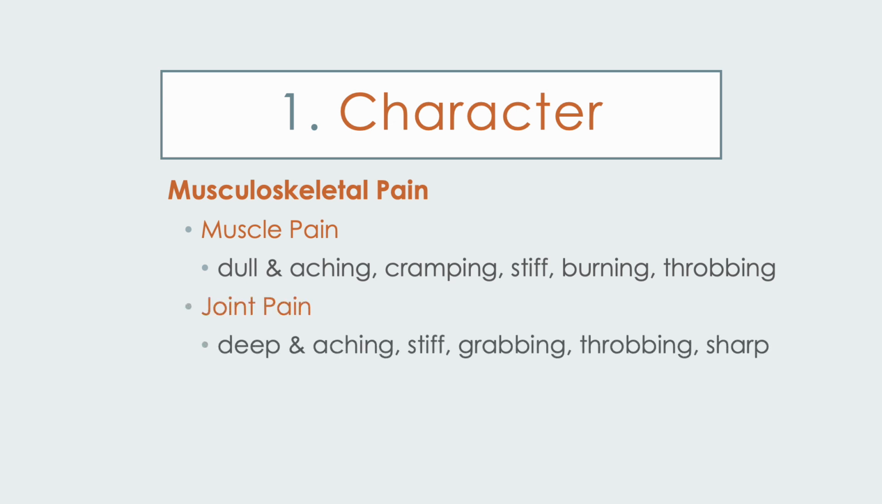Joint pain can originate from either the ligaments surrounding the joint or from a degeneration of the joint surface. Joint pain can be deep and aching, stiff, grabbing, throbbing, or sharp. Joint pain that is worse when moving the joint through a specific range of motion or while on uneven surfaces indicates a problem with the joint ligaments. A good example is classic SI joint pain that is sharp and grabbing when standing from a seated position.